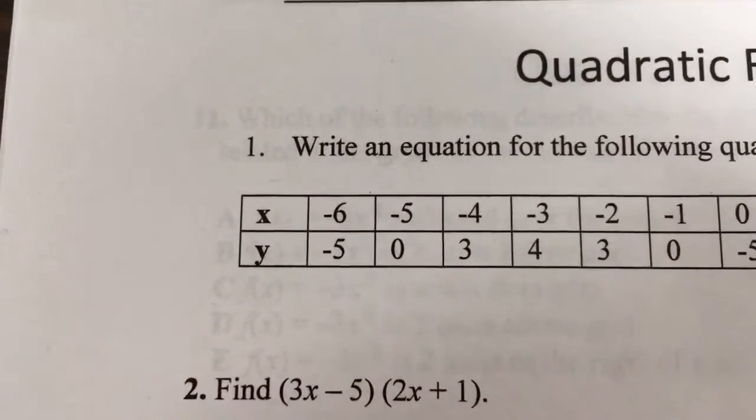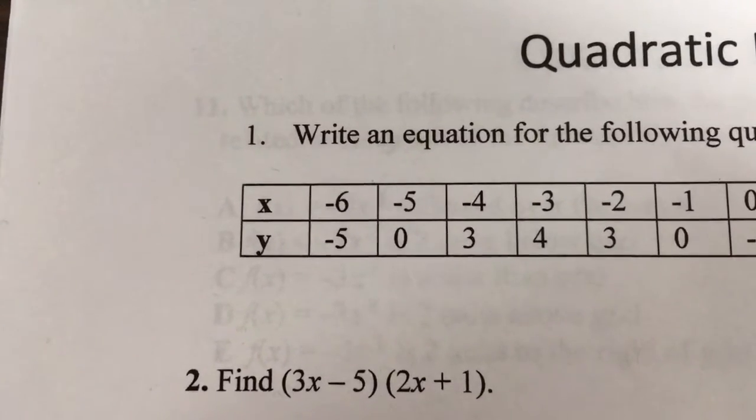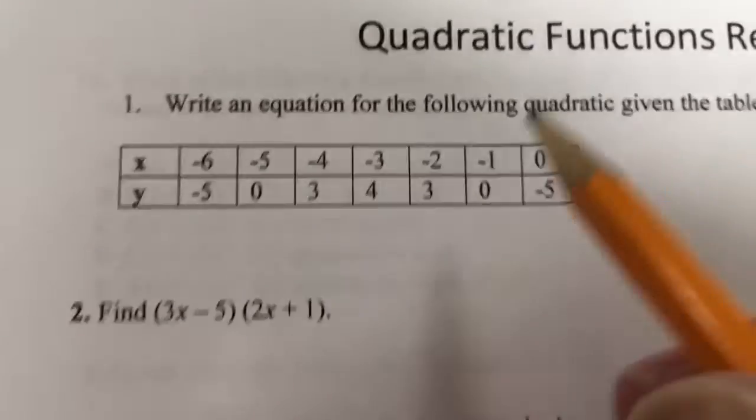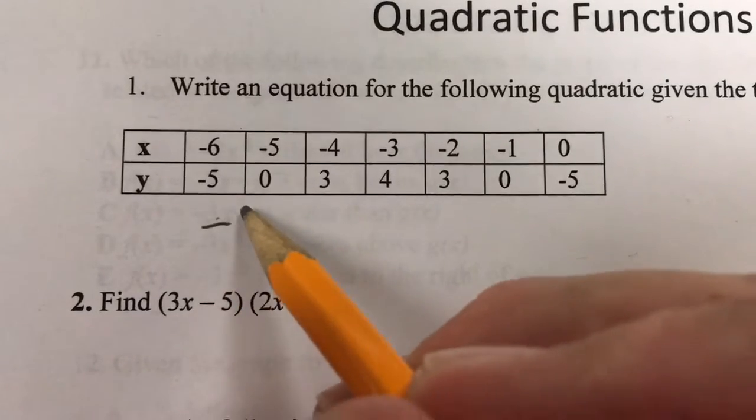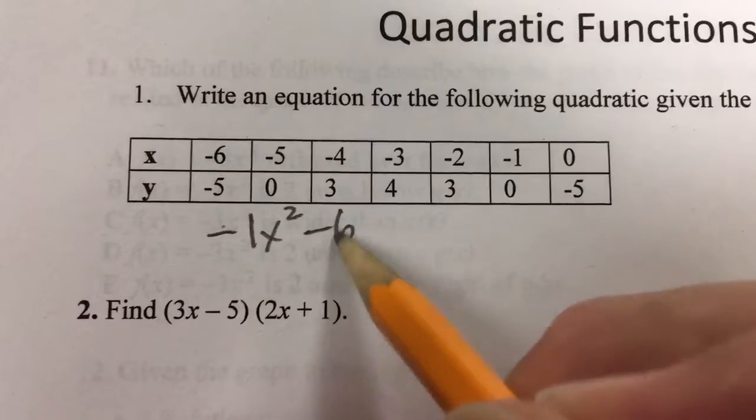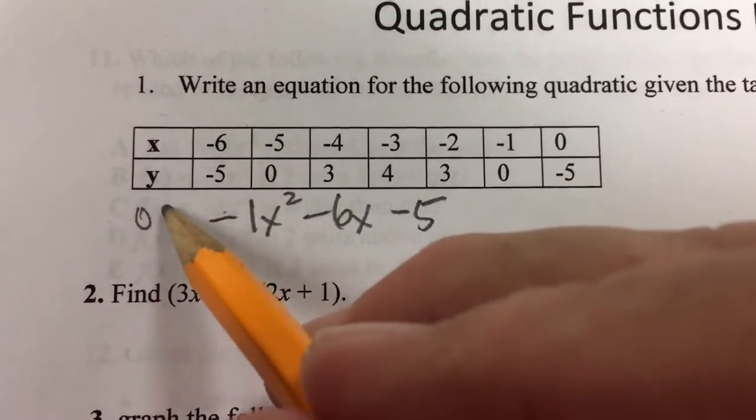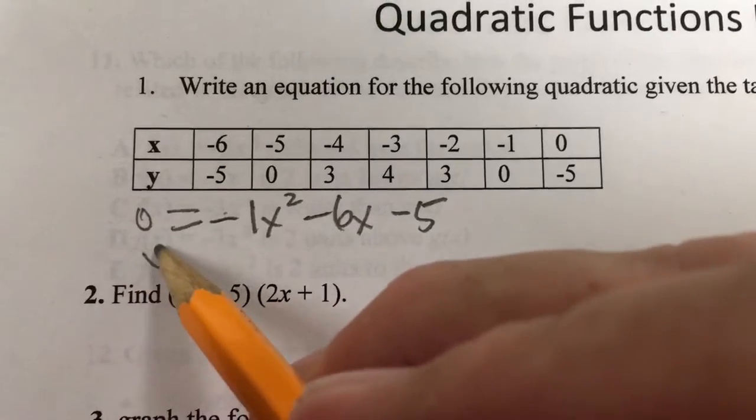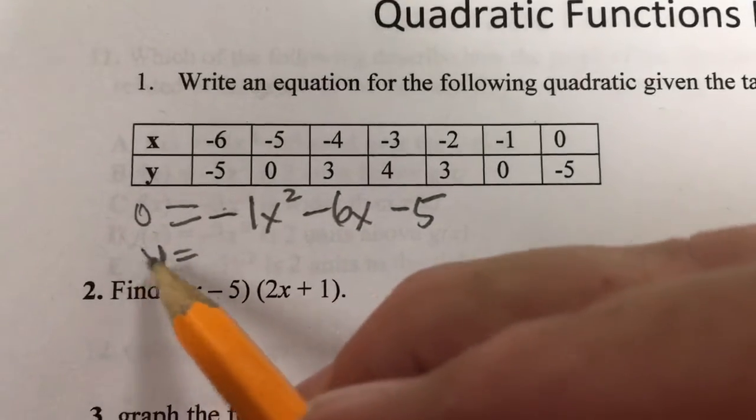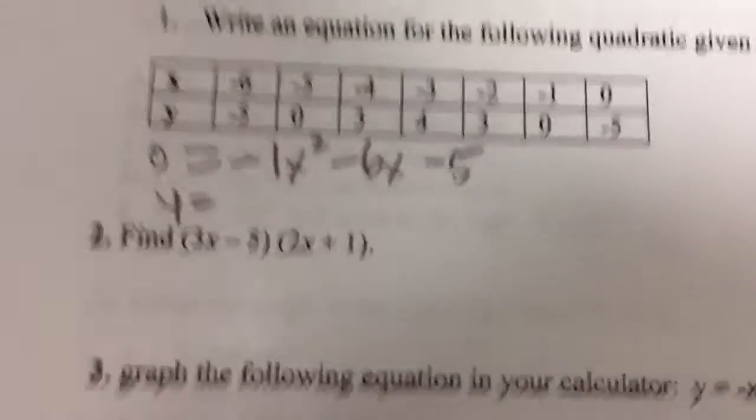Stat, calc. So the equation is -1x squared, or just -x squared, minus 6x minus 5. You can put it equals 0, or you could put it equals y, or you could put it equals f of x. But this is the equation that they're looking for.